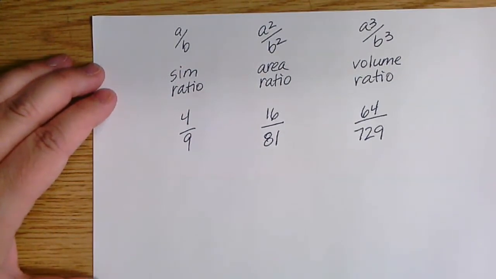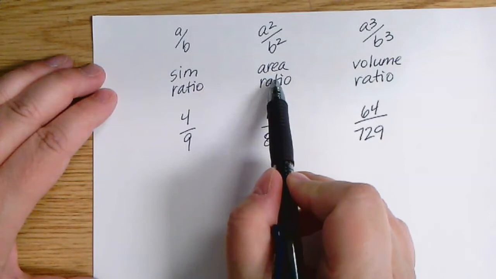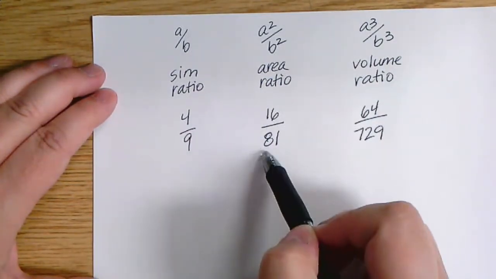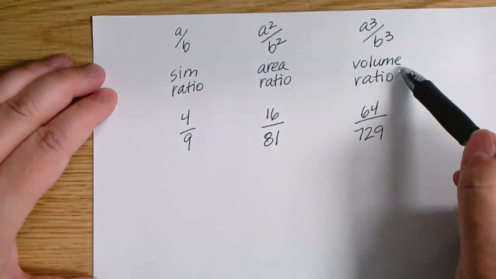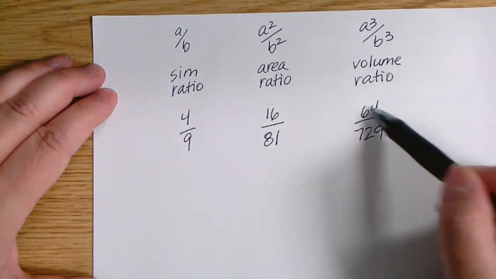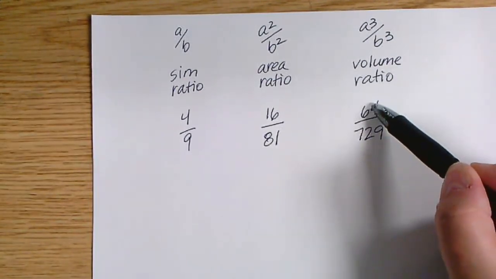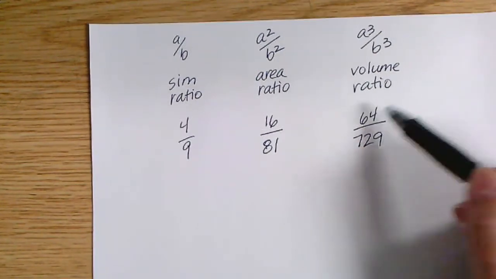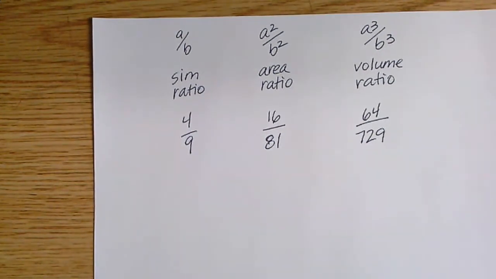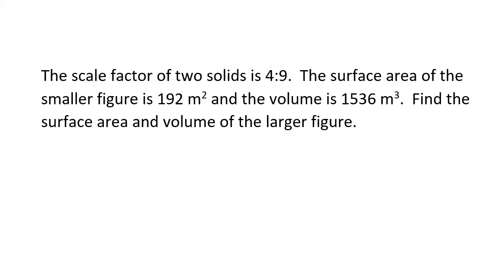Now, what that means is if I'm doing any kind of problems that talk about area, including surface area, then this is the ratio I use to compare the two figures. If I'm doing anything that talks about their volumes, I would use this ratio to compare the two figures. All right, so we're being told in this problem that the surface area of the smaller figure is 192 square meters.